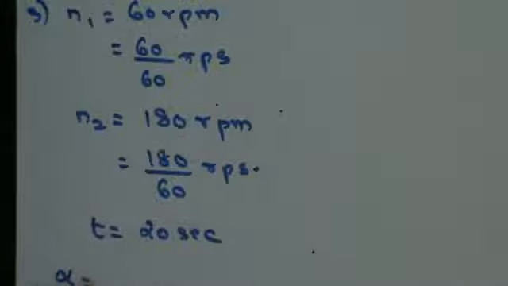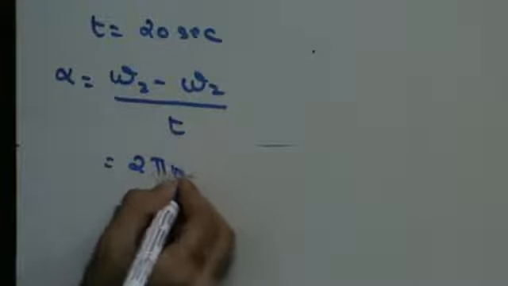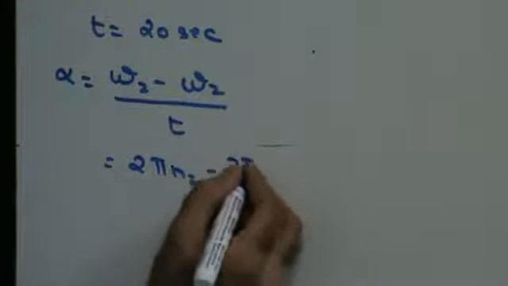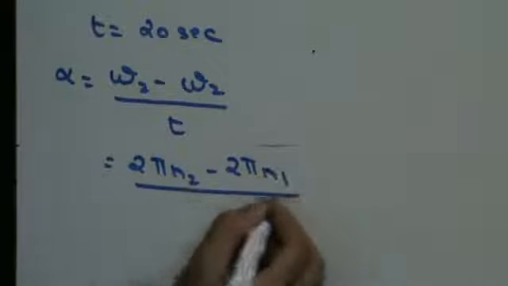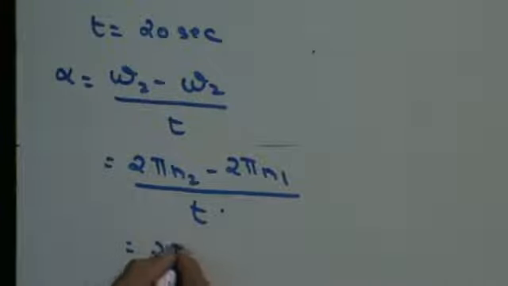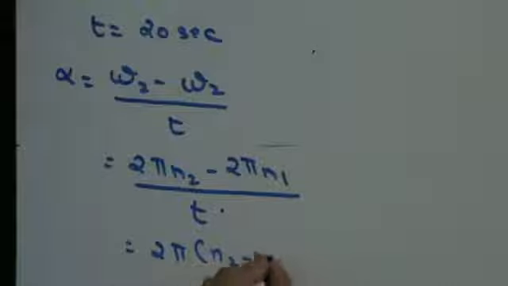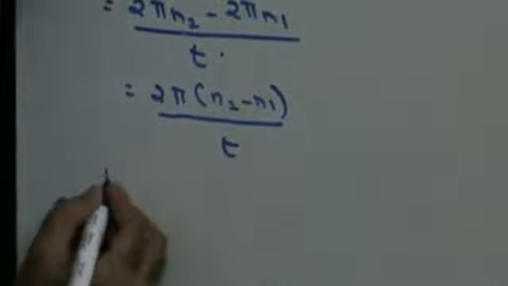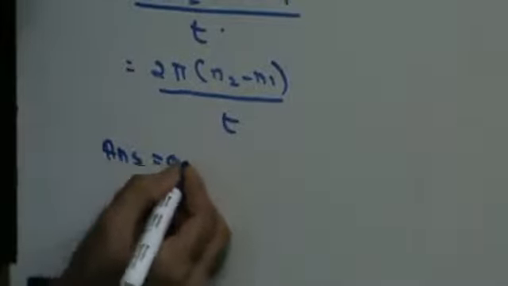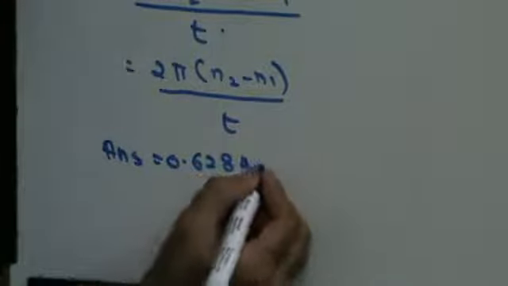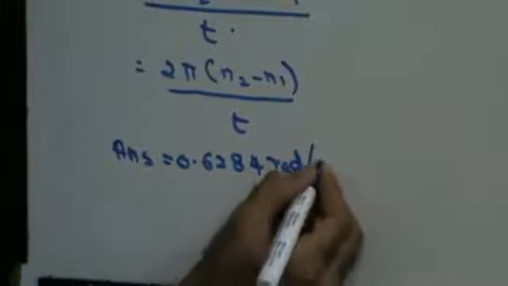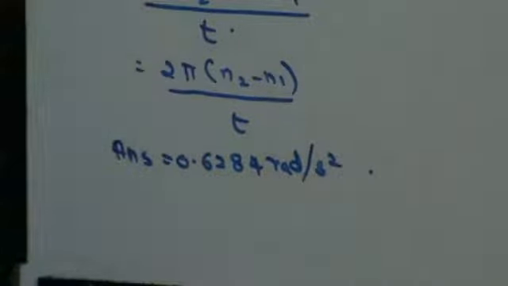Now guys, angular acceleration is change in angular velocity upon time. Angular velocity is nothing but 2 pi n. So this is 2 pi n2 minus 2 pi n1 upon time. 2 pi common, n2 minus n1 upon time. You should be able to get the answer for this. The answer for this should be 0.6284 radians per second square. Right? Take our next one, please.